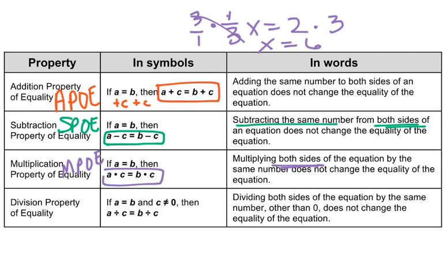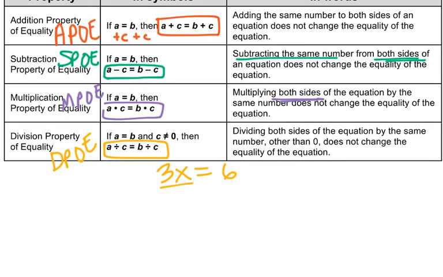Okay, and then the last property that we're talking about right here is the division property of equality, so DPOE. And that just says if you divide both sides by the same number. So for example, if you had 3x equals 6, and you wanted to solve that, you would divide by 3 and divide by 3. And as long as you're dividing both sides by the same thing, that's no problem. And that's how we solve equations.